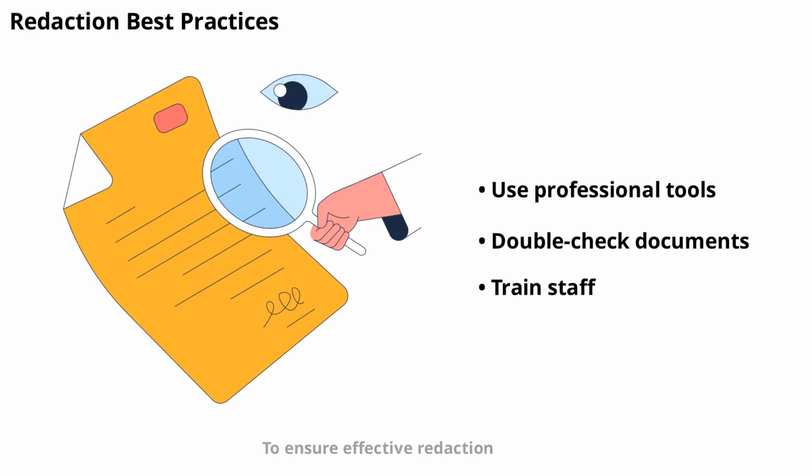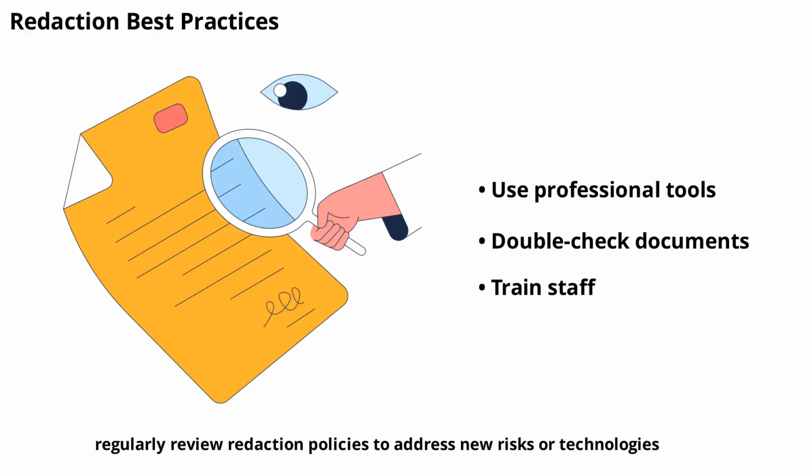To ensure effective redaction, organizations should follow best practices. This includes using professional tools, double-checking all redacted documents, and training staff on proper techniques. It's also important to keep up with legal requirements and regularly review redaction policies to address new risks or technologies.